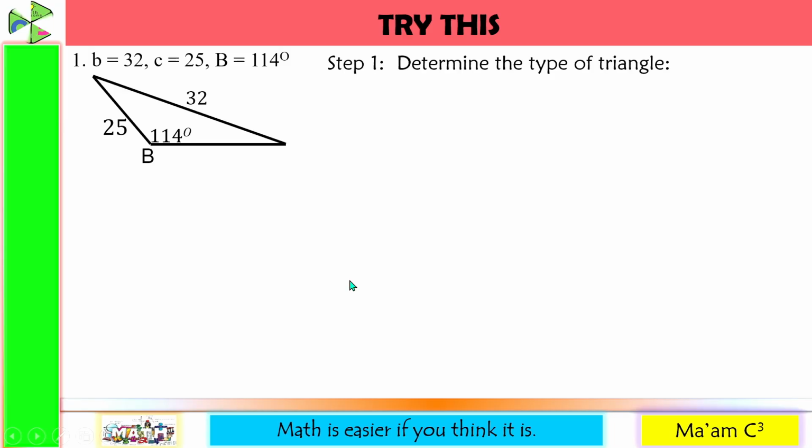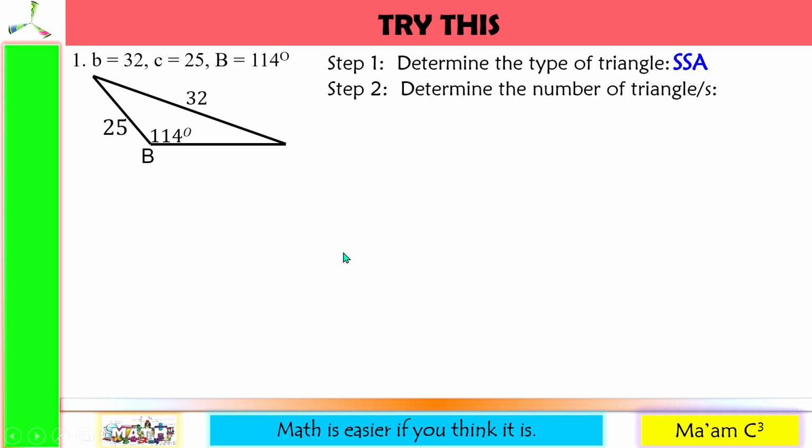Step 1, determine the type of triangle. I have here side, side, angle. Step 2, let's determine the number of triangles. This is SSA, again ambiguous case, but the given angle is obtuse. We're just going to compare the given sides. The opposite side is 32 and it is longer than 25. Therefore, I will be able to form one triangle.